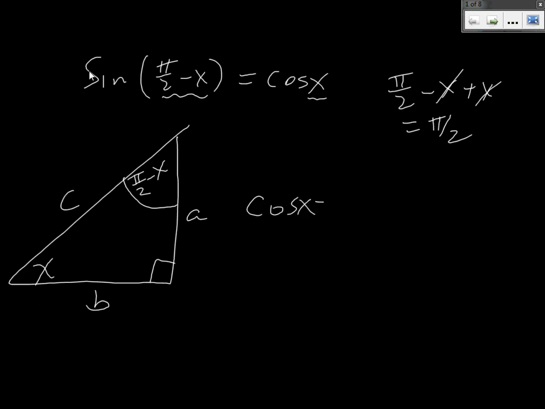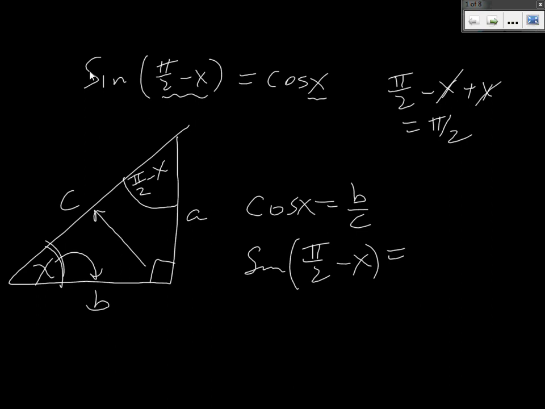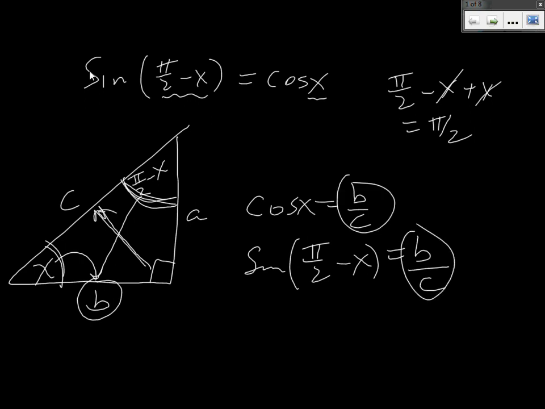The cosine of x is equal to, so you go to angle x, the adjacent over the hypotenuse. B over C, done. The sine of pi over 2 minus x, well, go over to pi over 2 minus x. The sine is the opposite, which is B, divided by the hypotenuse, which is C. Ooh, we got the same answers. That means this equals that. Done.